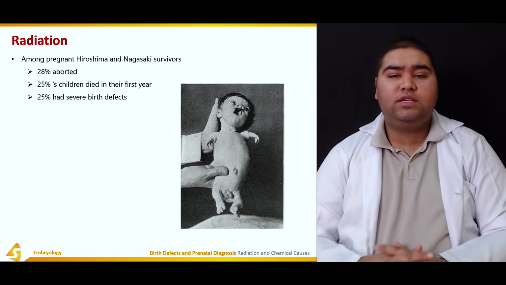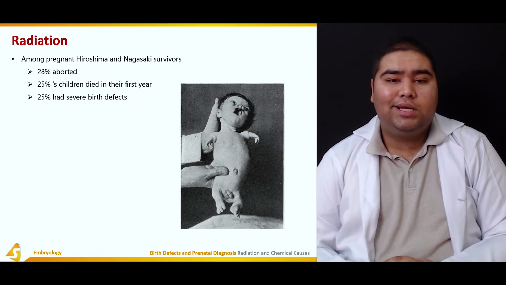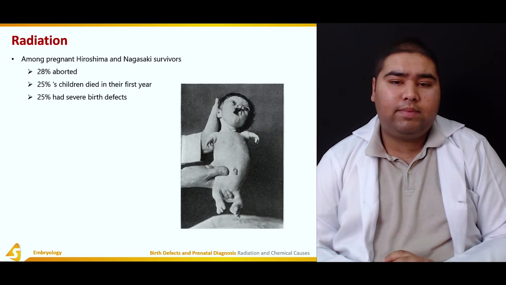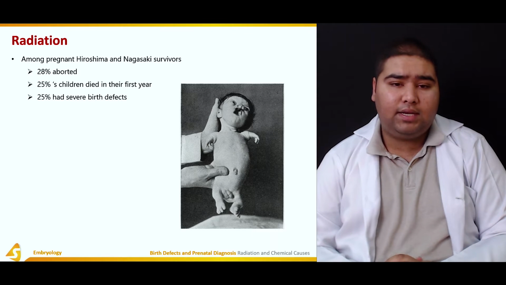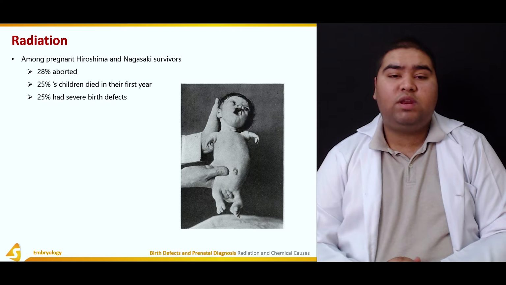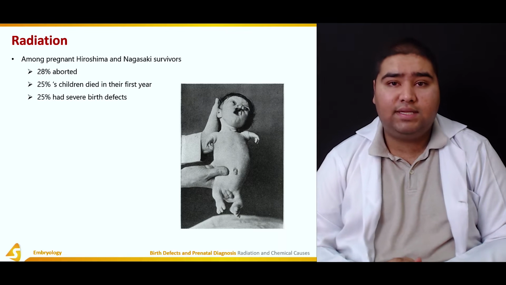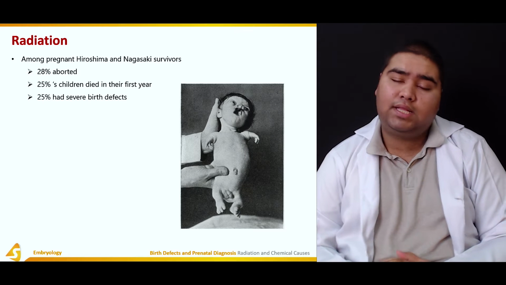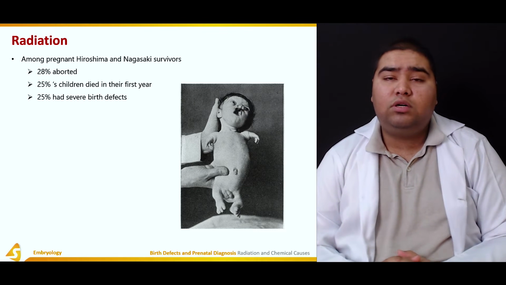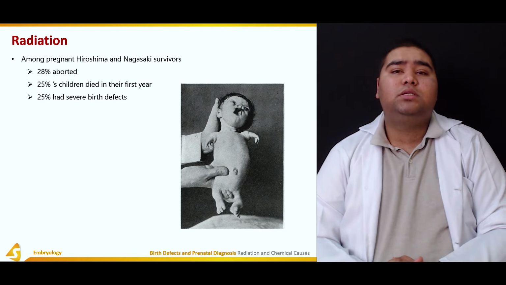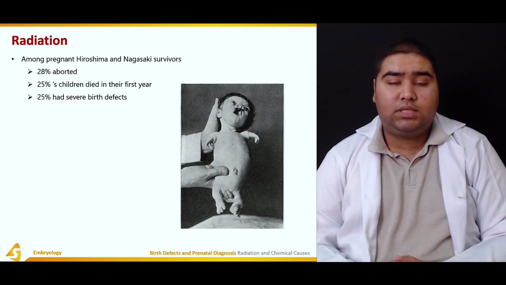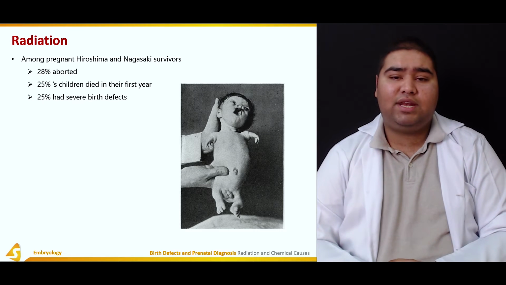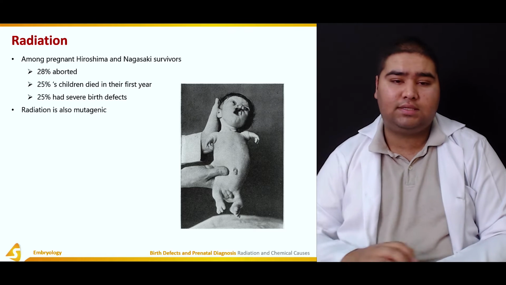So I got a few facts about the Hiroshima and Nagasaki survivors. Amongst the survivors who were pregnant, 28% aborted, 25% of children died in their first year due to severe defects, and 25% had severe birth defects but survived. We do not have the data for the remaining 22% of the children. Who knows? Some of them might have been normal. But these statistics tell us that radiation is very dangerous for a fetus.